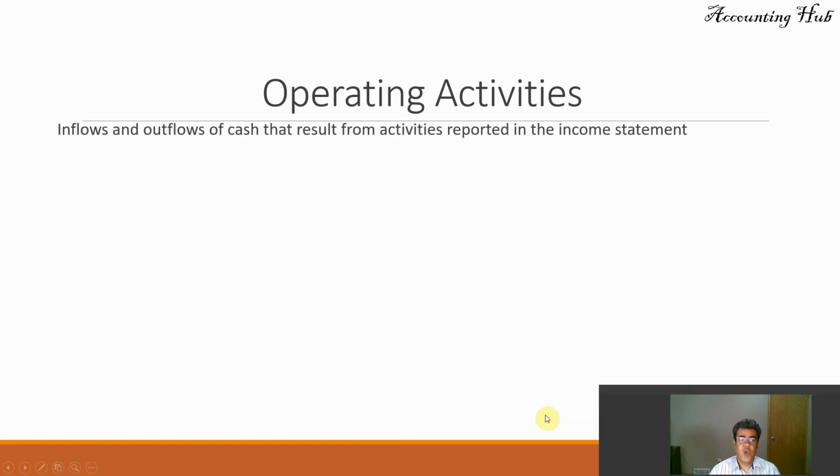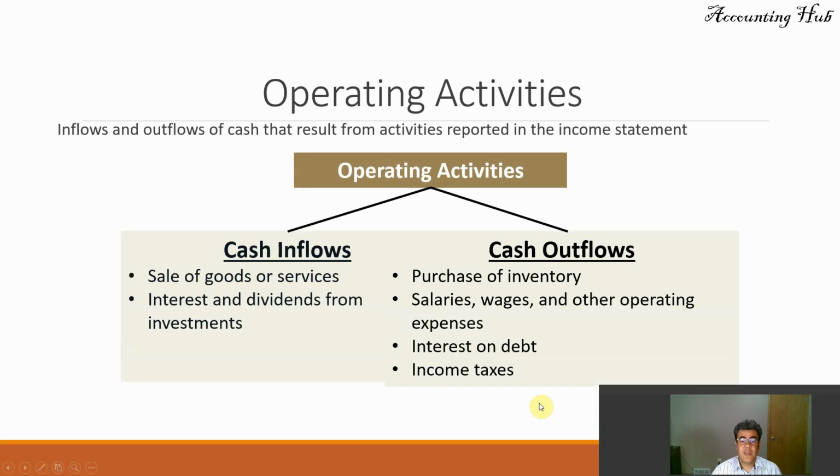Okay, so operating activities, inflows and outflows of cash that result from activities reported in the income statement. And the cash inflows: sale of goods or service, interest and dividends from investments. Outflows: inventory, salary, wages, and other operating expenses, interest and income taxes.